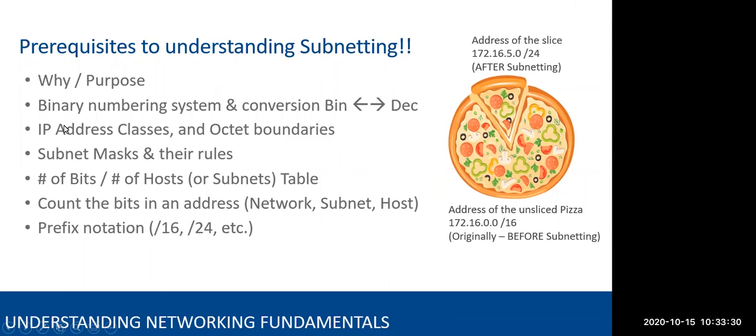You need to understand IP address classes, A, B, and C, and the octet boundaries. Right? By octet boundaries, we mean basically where the network portion begins and ends versus the host portion beginning and ending. Right? And then the subnet masks and the rules, how subnet masks work, right? The rules of that and its purpose, significance, etc. So we need to understand that.